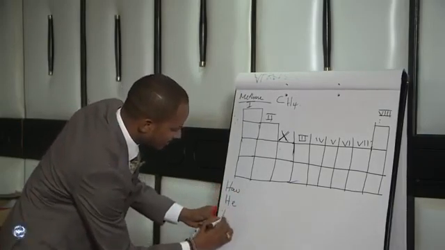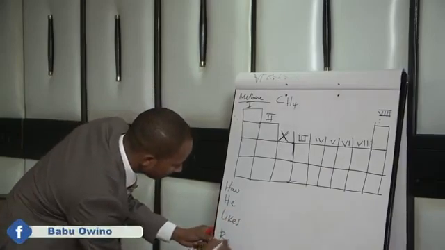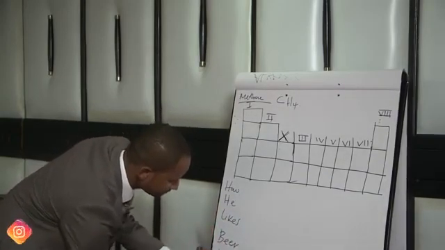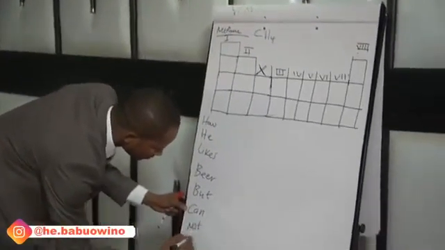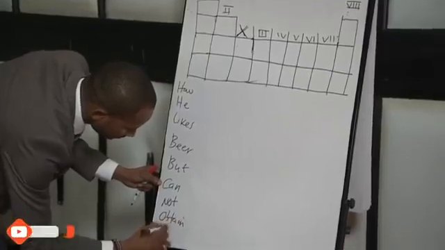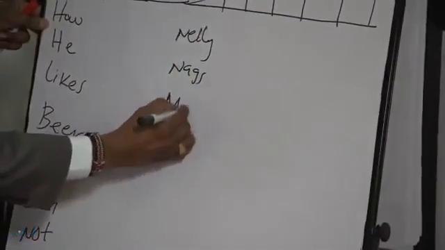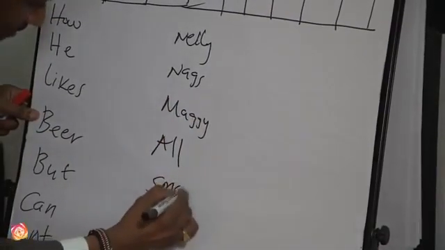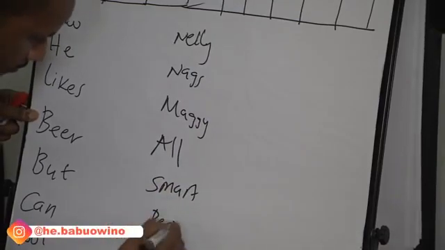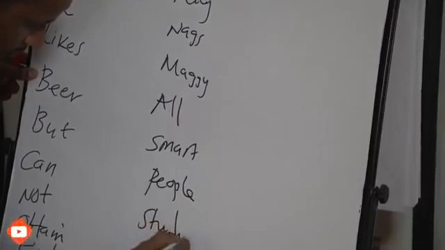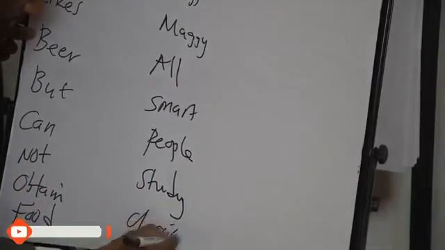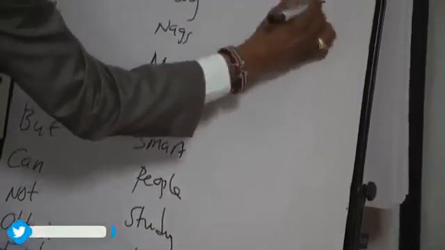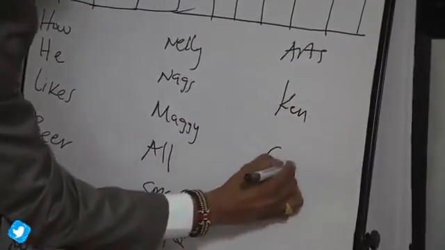How he likes beer, but can not obtain food. Nelly nags Maggie. All smart people study classical arts. Can, can't.